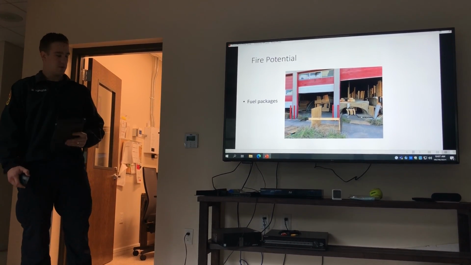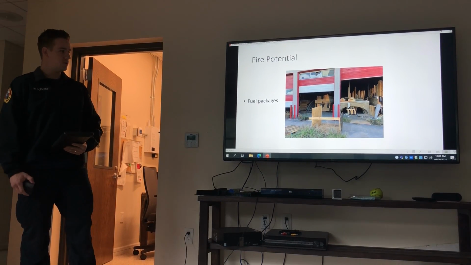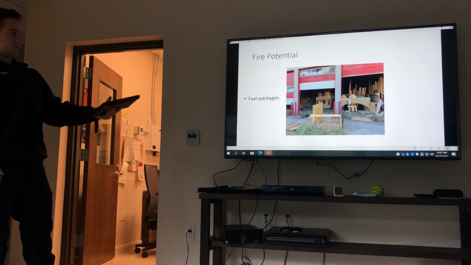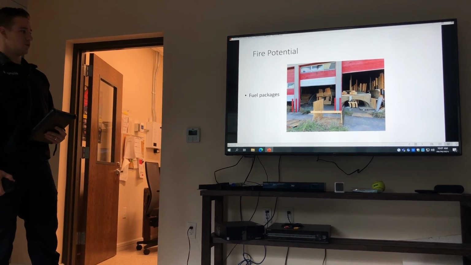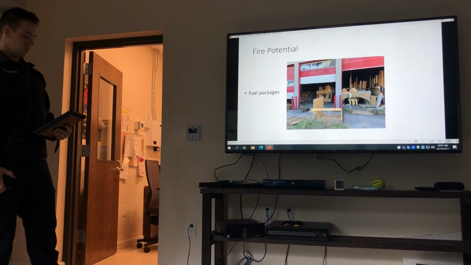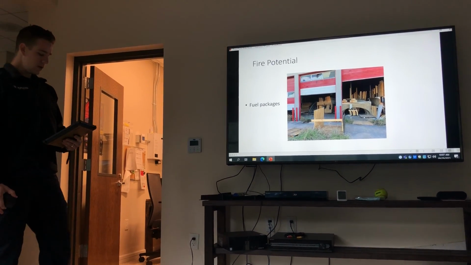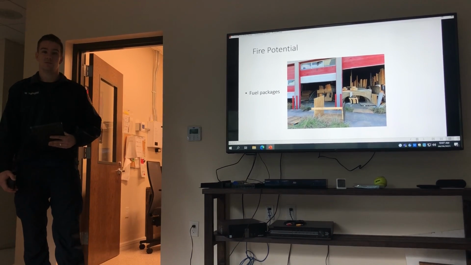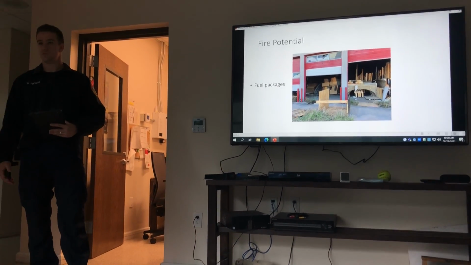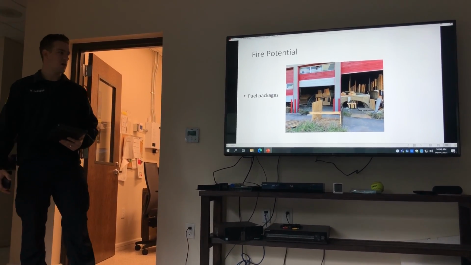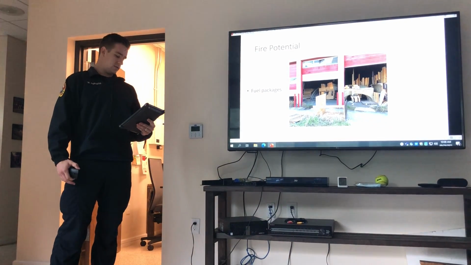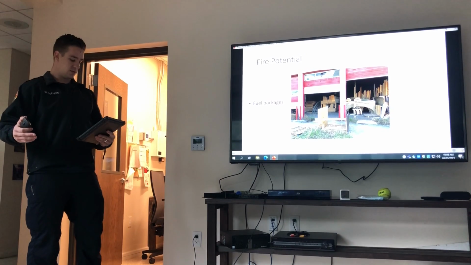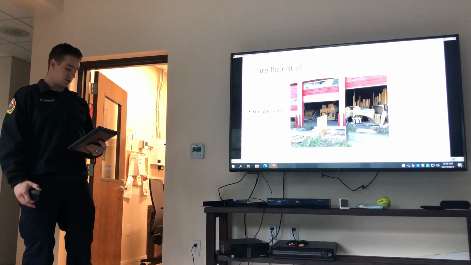The quantity and arrangement of the fuel packages plays a large role, so how much space you have between things, just the surface area of the fuel packages, like in this photo, the wood, what those materials are. It's common to find unusual fuel packages in vacant buildings. You might have dumping spots, you might have just things that the owner has left lying around. You might have large accumulations of debris, trash, furniture, or mattresses used by unauthorized occupants.